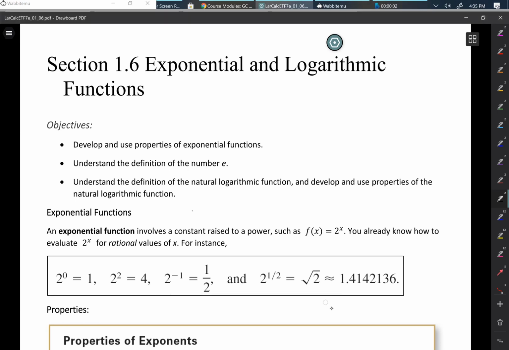Welcome to section 1.6. This is going to be a quick review of exponential and logarithmic functions. So we'll take a look at the idea of exponential functions and the properties of exponential functions. We'll take a look at that magical number e, and we'll take a look at the natural log function and some properties of logarithmic functions.